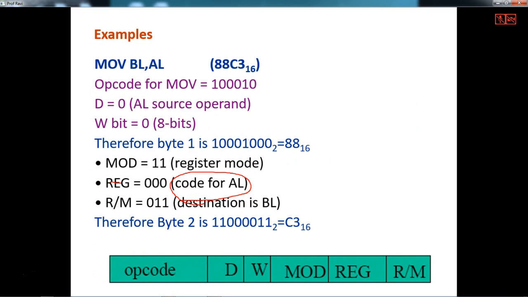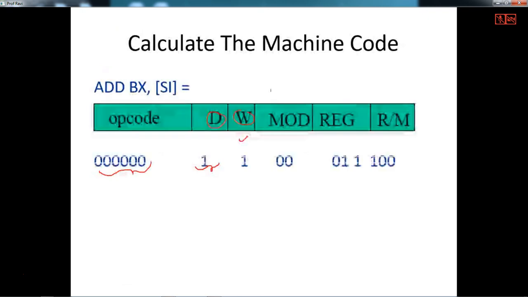For example, if you try to see MOV BL, AL, the opcode for moving is this, right? And then D is 0 here, and W is 0, 8 bits here. So this is 1 0 0 0 1 0, and then this is a 2-byte instruction, 88C3. All right, so this is 16-bit, so the 2-byte instruction's equivalent machine code is 03.